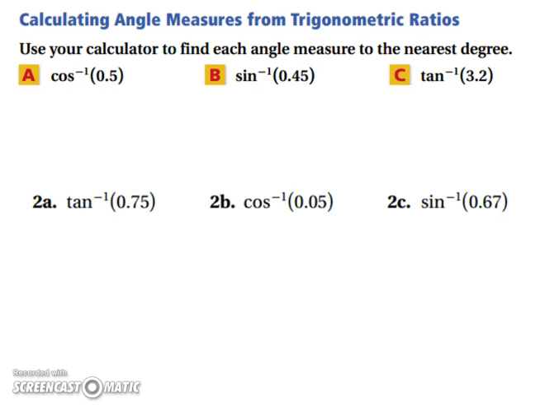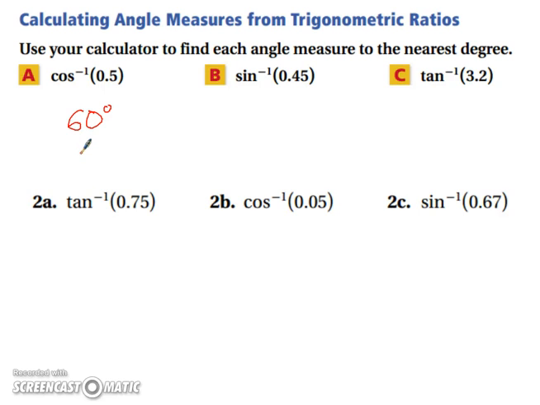The inverse buttons on your calculator are right above the regular sine, cosine, and tangent buttons. To access them, simply hit the second button on the upper left-hand side and then hit your cosine, sine, or tangent, whichever one you need. So try A. The cosine inverse of 0.5 is about 60 degrees. If you've gotten 60 degrees, you're good to go. If you got a funny number, then make sure that you're not in radian mode. You want to make sure your calculator is in degree mode.